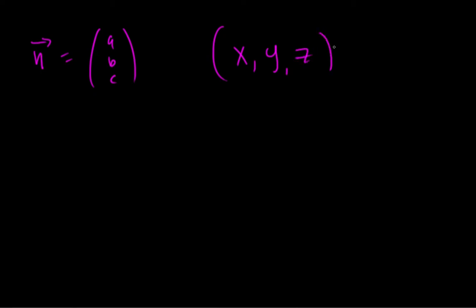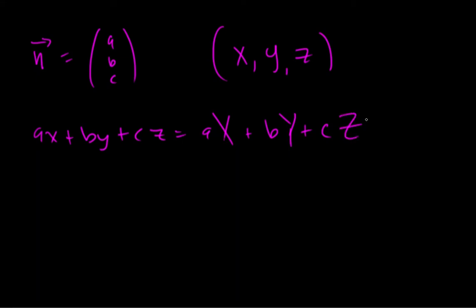A few more things before we do an example. If a plane has a normal vector n and it passes through the point x, y, z, then it has an equation ax plus by plus cz, which equals a big X plus b big Y plus c big Z, and that's equal to d, where d is a constant. This is the Cartesian equation of a plane.